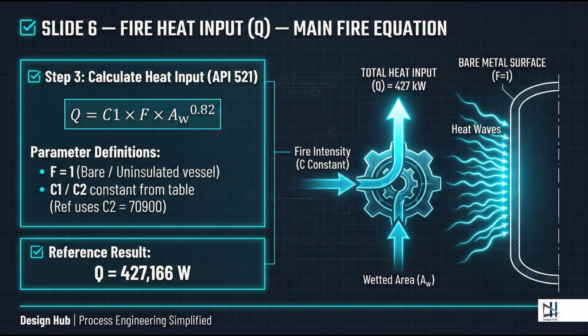Now after wetted area, we calculate the heat input Q using API 521 fire equation. This equation includes a constant, insulation factor, and wetted area raised to power 0.82. Here, insulation factor is taken as 1 because the vessel is considered bare and exposed. And the final heat input comes around 427,000 watts. This is the heat that will enter the vessel during a fire.